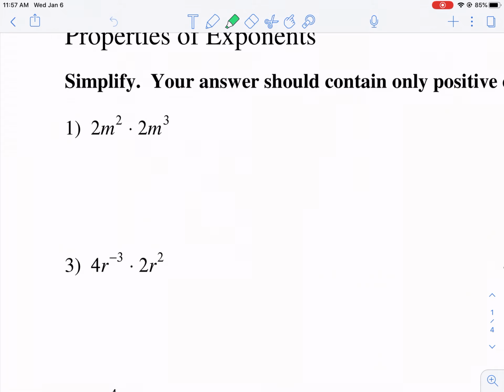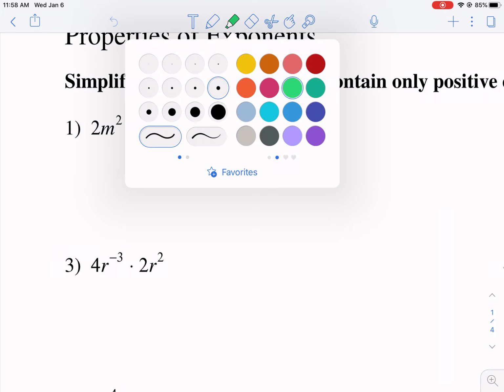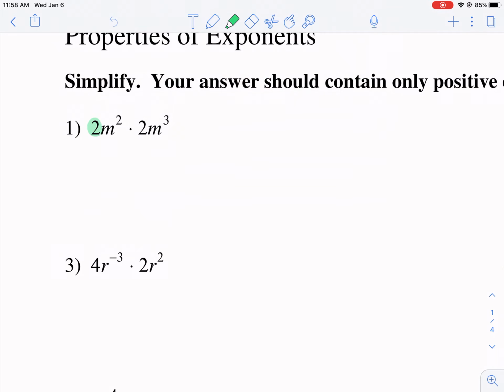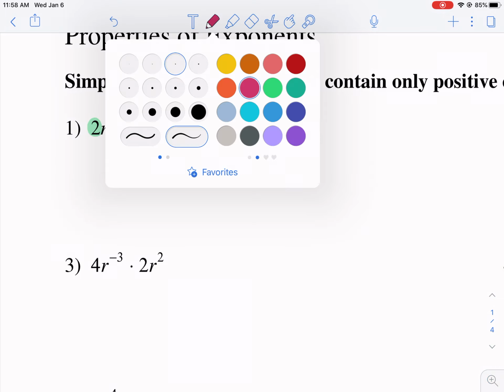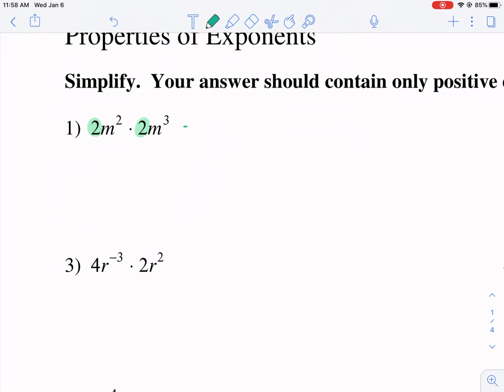When you're approaching these problems, the first thing you have to do is identify the coefficients. These are the numbers out in front, not the variables. 99.9% of the time, you're just going to be multiplying these together. So we see that everything's multiplication. We have 2 times m squared times 2 times m to the third power. We're just going to multiply the two coefficients together to get 4.